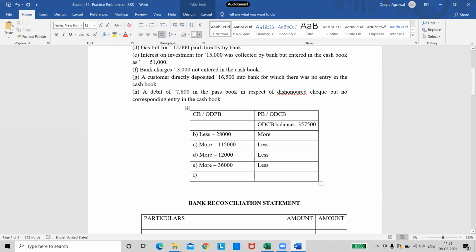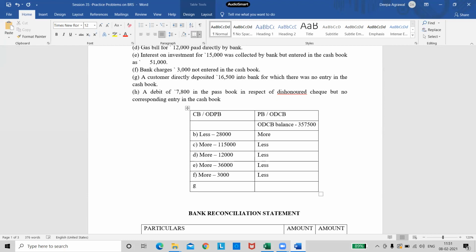See the next transaction. Bank charges 3,000 not entered in the cash book. So bank charges of 3,000 rupees were not entered in the cash book. So it is implied that the passbook has entered this transaction, and because it is a payment, passbook balance will be less, and automatically my cash book balance will be more by rupees 3,000. Okay, we will move forward to the next transaction.